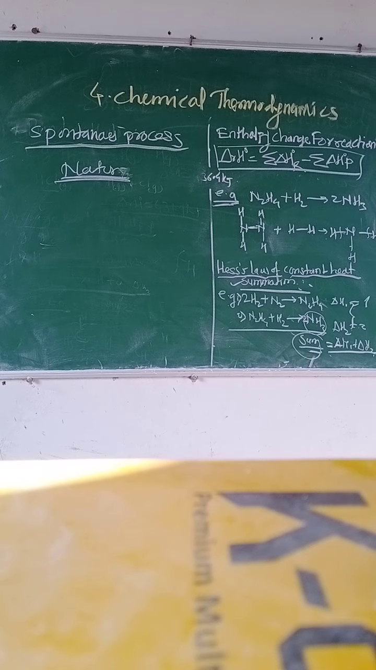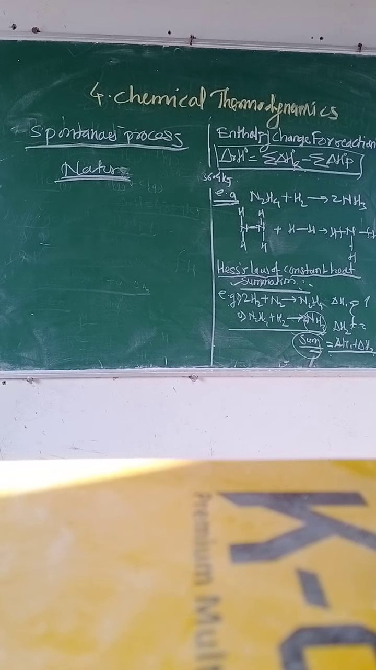Spontaneous processes are mostly natural, irreversible processes. Ice melting at 0 degrees Celsius is spontaneous. Ice kept in open space will melt, and that process is spontaneous. Water always flows from a higher level to a lower level, and that is also a spontaneous process.